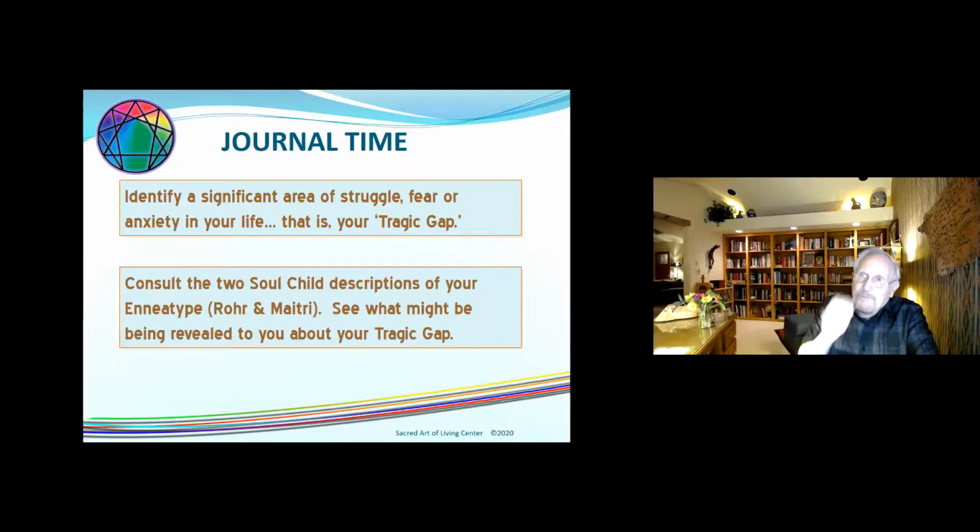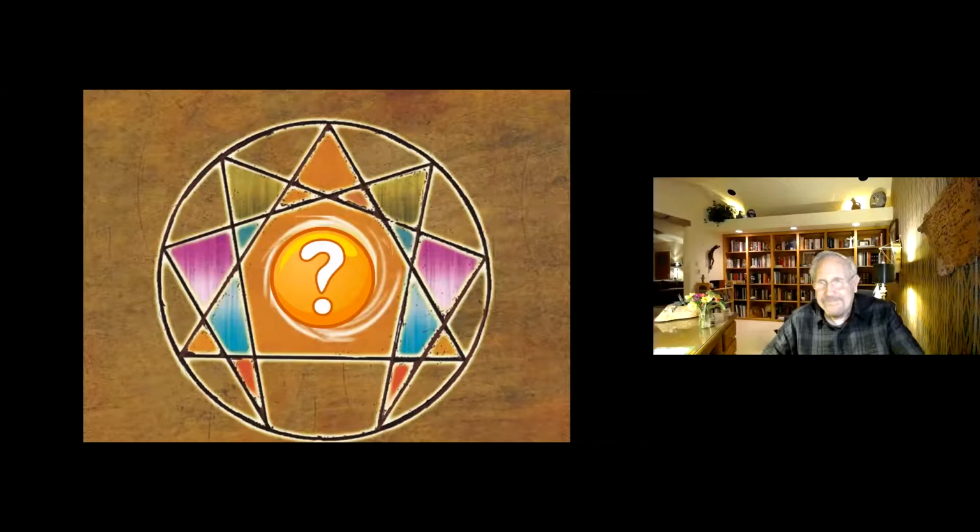And then after naming it, do it in that order, then go back to the Rohr and Maitrey descriptions of your soul child and see what might be being revealed to you about your tragic gap. So approach it that way, indirectly. You don't come at the soul direct on. You come at the soul at a slant. Okay, and so that's what we're going to do here for the next 15 minutes.